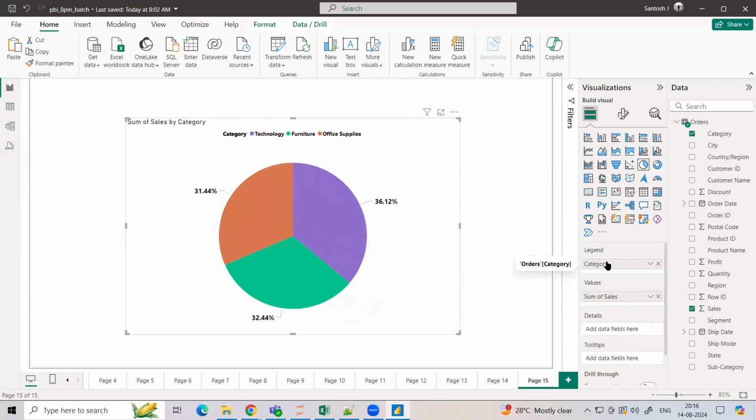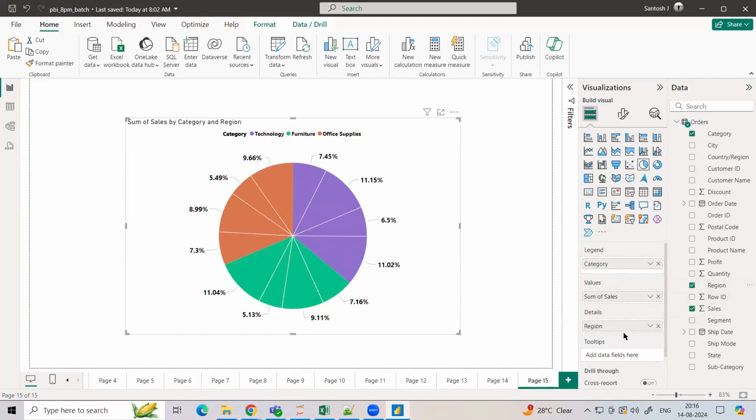The problem is we have a category by sales. This details gives more additional information to your chart. But unfortunately, if I add a numerical value, it is not working. So let's go and take categorical data such as region. I have taken region.